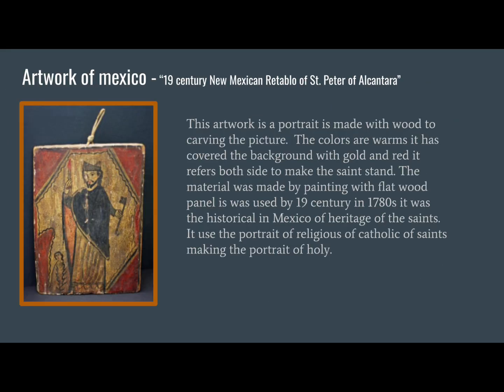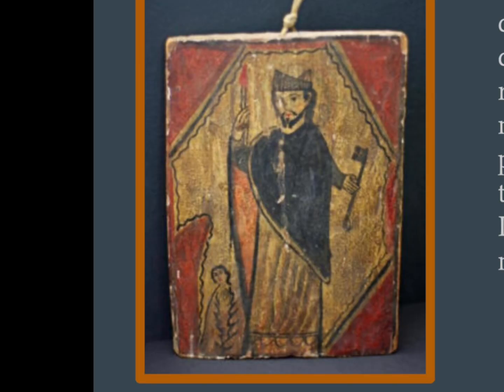All right. So, this is the first image, the artwork of Mexico. It's a 19th century New Mexican retablo of St. Peter of Alcantara. Let's talk about the details. This picture looks like a picture frame. It was made using a wooden panel. This image has accessories. This man, the big guy, is standing. He's wearing a black robe, which shows he's humble and religious.